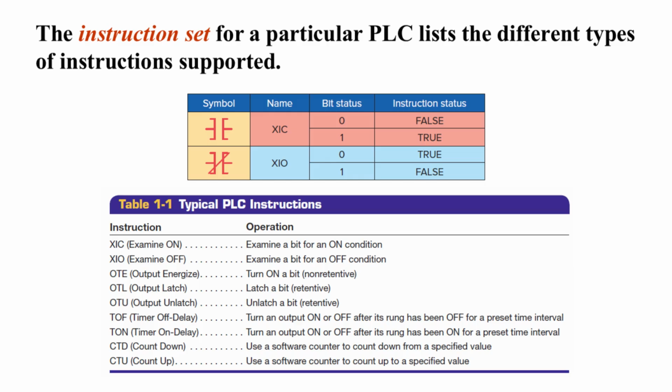PLCs also support timers, such as timer on delay, TON, and timer off delay, TOF. The TON instruction turns an output on after a preset delay once the enabling condition is true. For example, it could be used to start a conveyor belt 5 seconds after a sensor detects a part. On the other hand, TOF instructions keep an output on for a specified time after the enabling condition goes false, such as keeping a fan running to cool equipment after a machine shuts down.